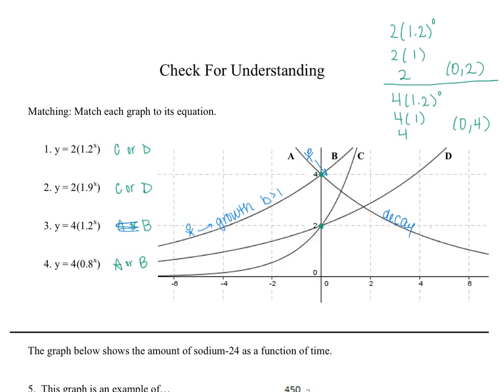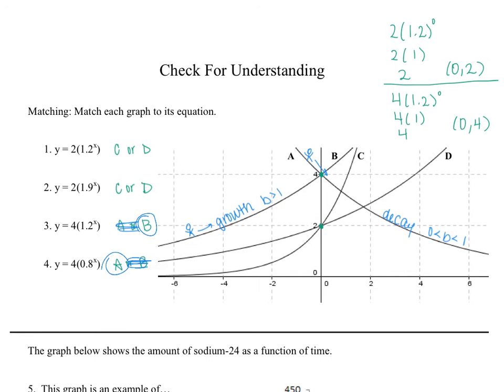And decay means that your base is going to be between 0 and 1. So when I look at 0.8, that follows that rule. That's saying 0.8 is between 0 and 1. It passes through the point I need it to. So number 4, my answer is A. So let's cross that out. We're going to give those little guys a circle.